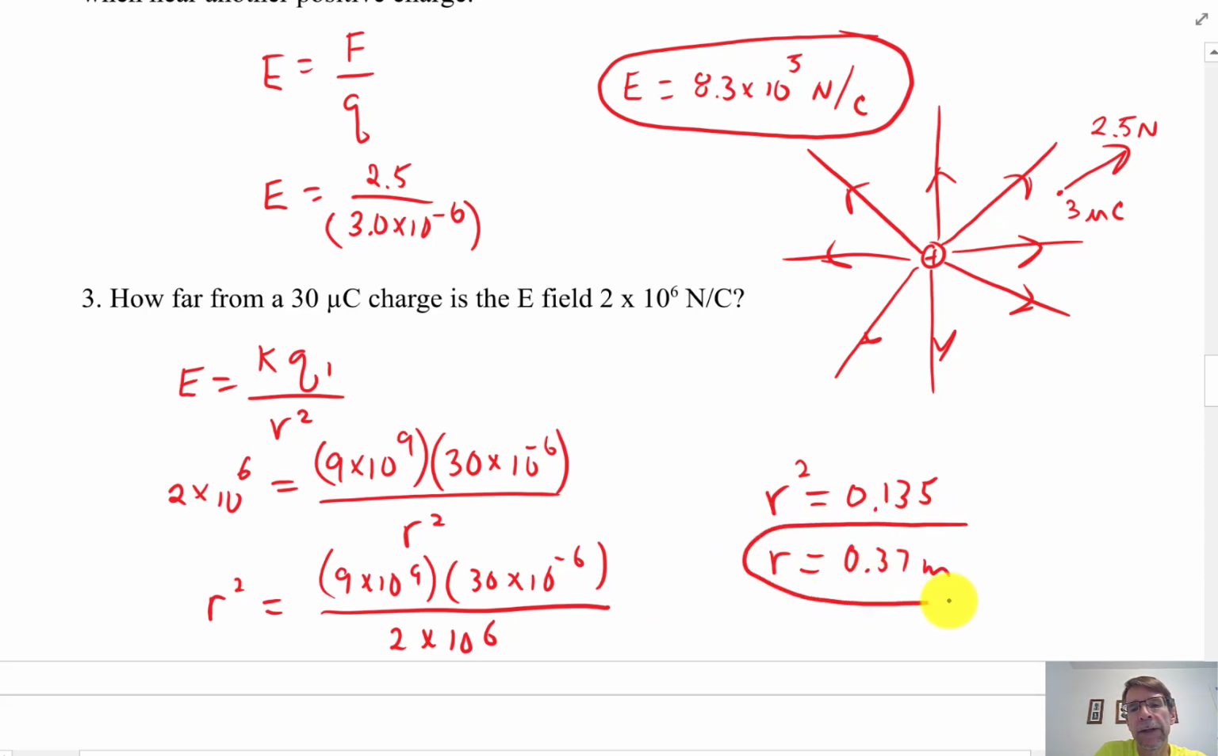So 37 centimeters. That's how far the distance is to get that particular field. For electric fields, there might not be anything out there. We know what the source is in the middle, but what's on the outside, what's in the field, we don't know. It could be nothing, it could be something.